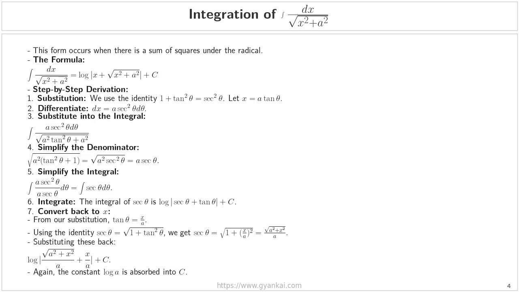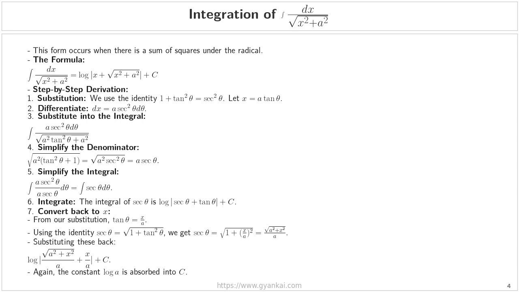Now comes the crucial part. Converting back to our original variable, x, from our initial substitution, we know that tangent theta equals x over a. We also need to express secant theta in terms of x. Remember the identity secant squared theta equals 1 plus tangent squared theta. Taking the square root of both sides, we get secant theta equals the square root of 1 plus tangent squared theta. Substituting x over a for tangent theta, we get secant theta equals the square root of 1 plus (x over a) squared, which simplifies to the square root of 1 plus x squared over a squared, or the square root of a squared plus x squared, all over a.